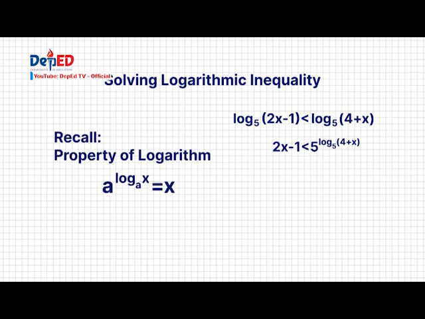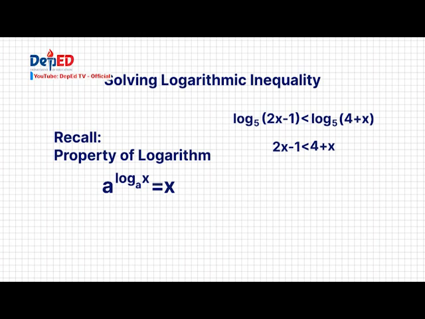Recalling the properties of logarithm, we know that if we have a raised to the logarithm of x with the base a, that is simply x. Hence, 5 raised to the logarithm of the quantity 4 plus x with the base 5 is simply 4 plus x. We now have 2x minus 1 is less than 4 plus x. We may now solve for x.